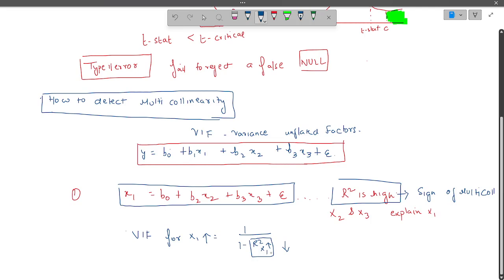If my R square for x1 is higher, then this denominator is going to be lower because this R square of x1 is getting deducted in the denominator. So if the denominator is lower, VIF is higher. So higher VIFs are signs of multicollinearity.